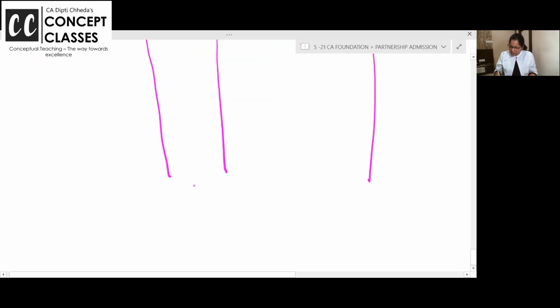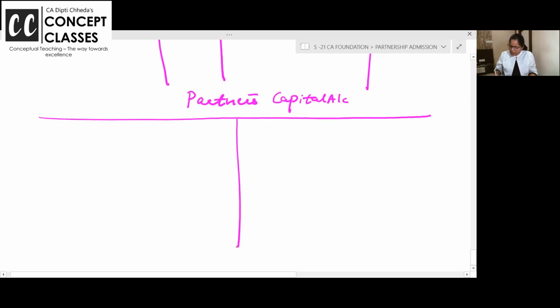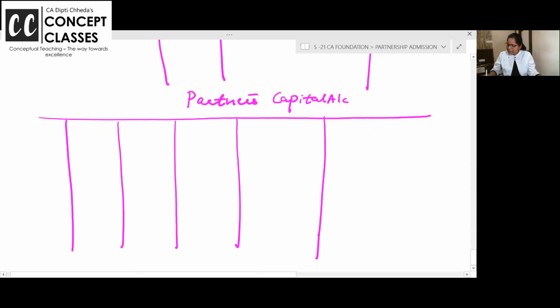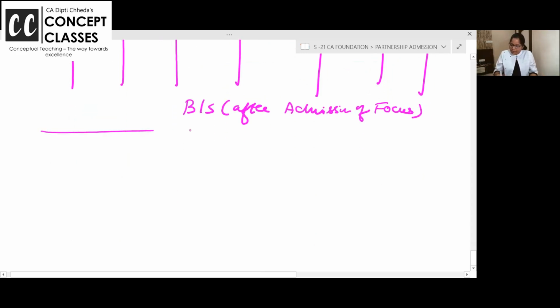After the revaluation account, we have partners capital account. There is no current account, so we will just prepare the partners capital account. And there are 3 partners. So 3 partners के लिए we'll park the space. After that, supported by balance sheet, and in bracket write down after admission of focus. Focus is the new partner. उसके balance sheet के बाद.